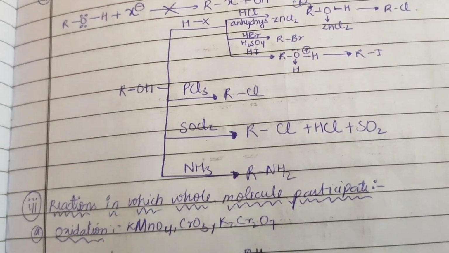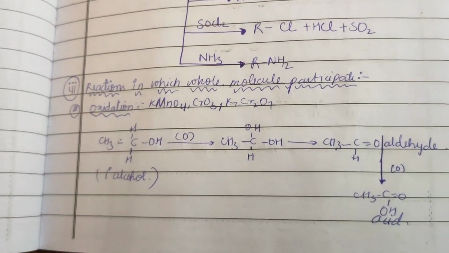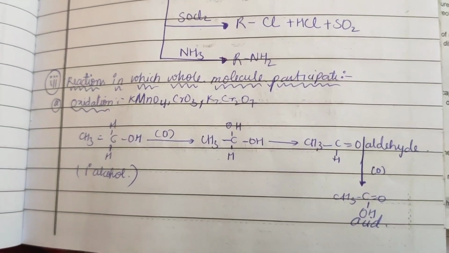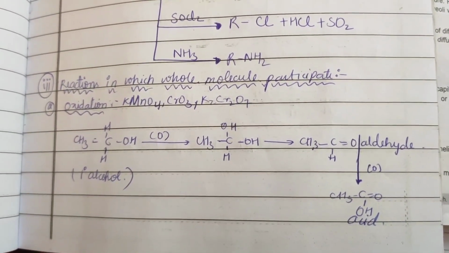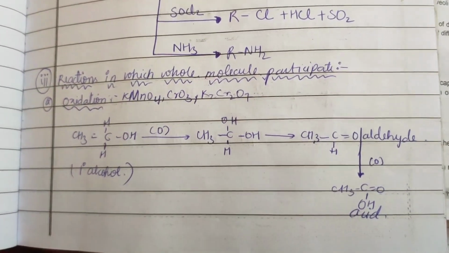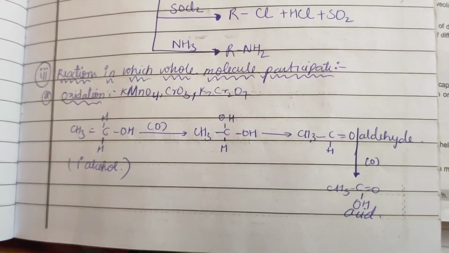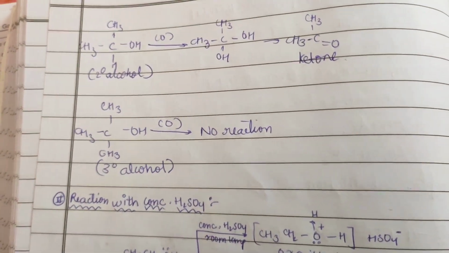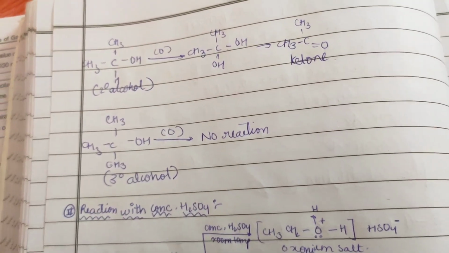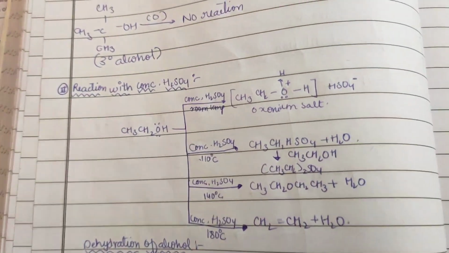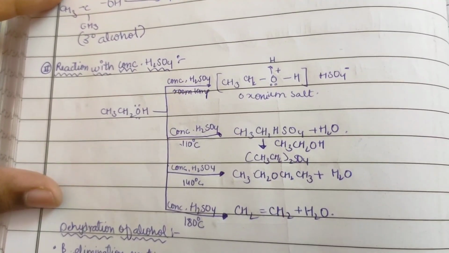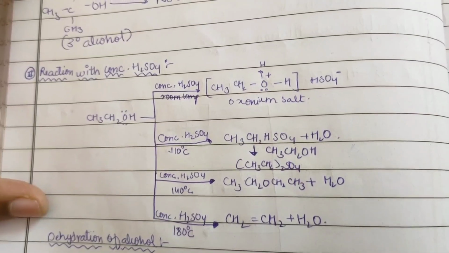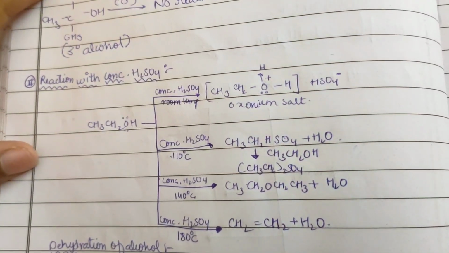Now reactions in which the whole molecule participates. First is oxidation with KMnO4, CrO3, K2Cr2O7, etc. Here you can see the example. Some more examples are seen here. Here secondary alcohol is used and here tertiary alcohol is used. Then no reaction occurs. Now reaction with concentrated H2SO4. CH3CH2OH at different temperatures is added with H2SO4 to form different products, as you can see here.